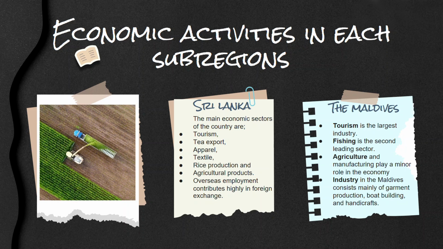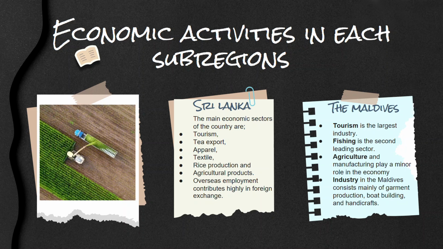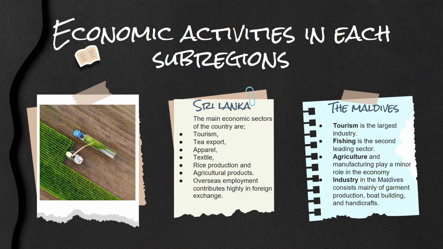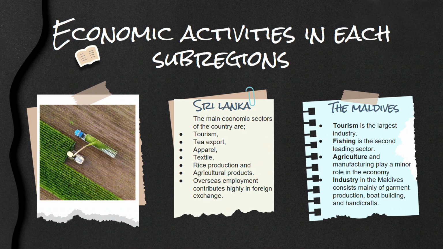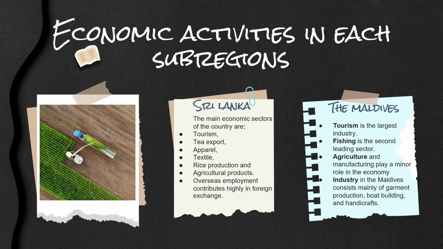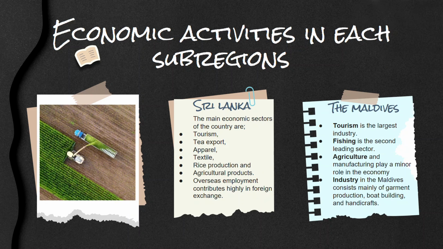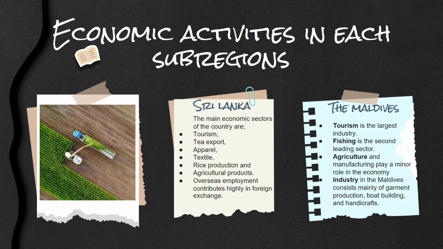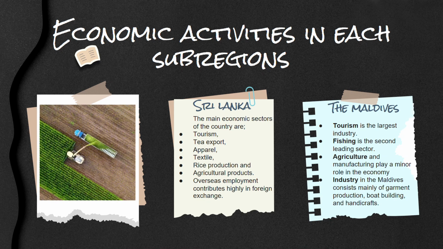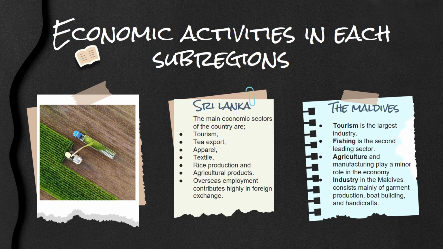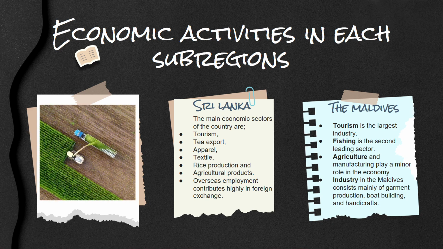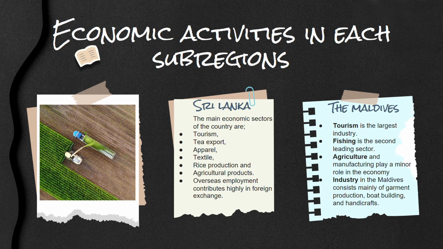Other than that, agriculture and manufacturing also play a minor role in the economy, constrained by the limited availability of cultivable land and shortage of domestic labor. Last one is industry, which in the Maldives consists mainly of garment production, boat building, and handicrafts. It accounts for around 18% of GDP.